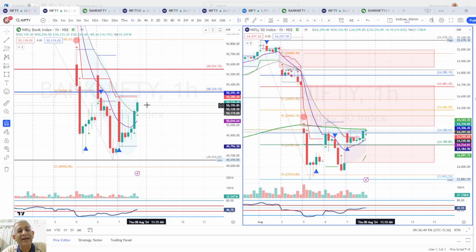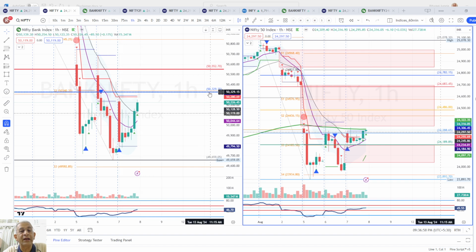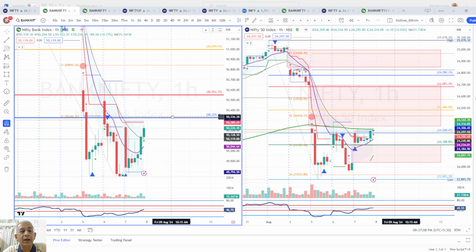Look, Bank Nifty has got a resistance here. That's the super trend. Then today's high, and then this level of 53.29, and then another level here around 50,500, 550, something like that. So it has got a lot of resistances up.